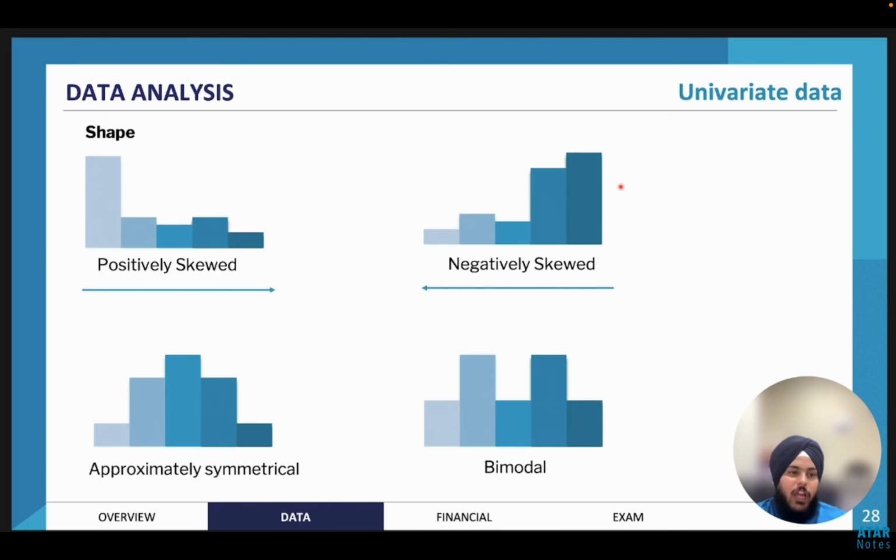Okay, so now we'll look at the shape of the data. The shape of the data really gives us information on how the distribution actually looks, or how the values are actually distributed in real life.